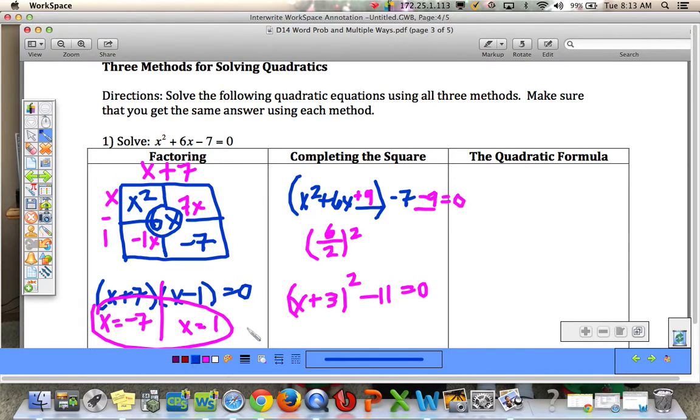This also tells us the vertex. The vertex would be negative 3, negative 11. Okay, and last one is quadratic formula.